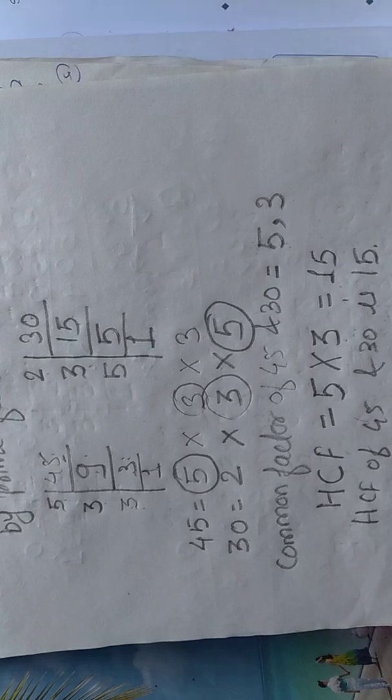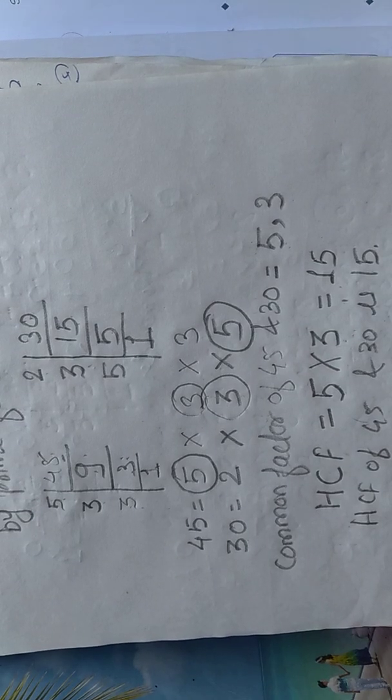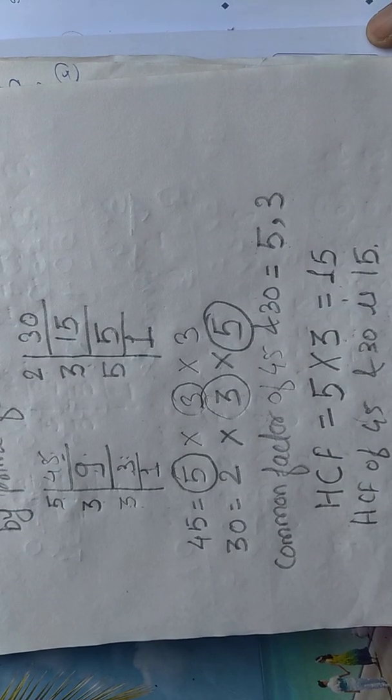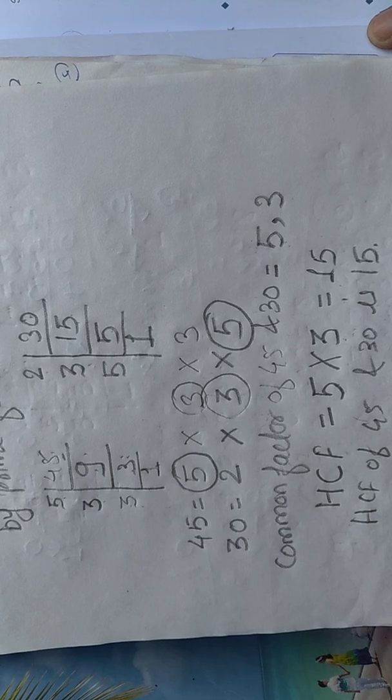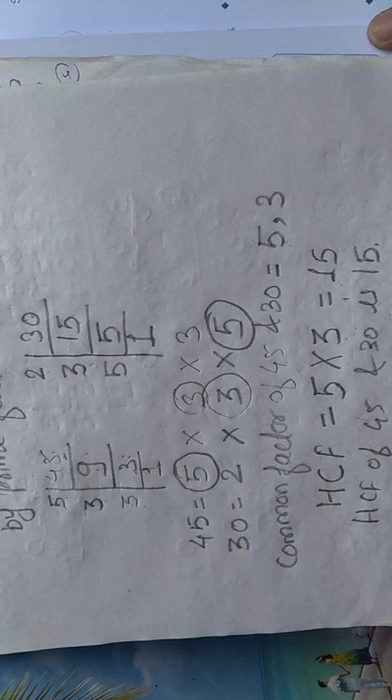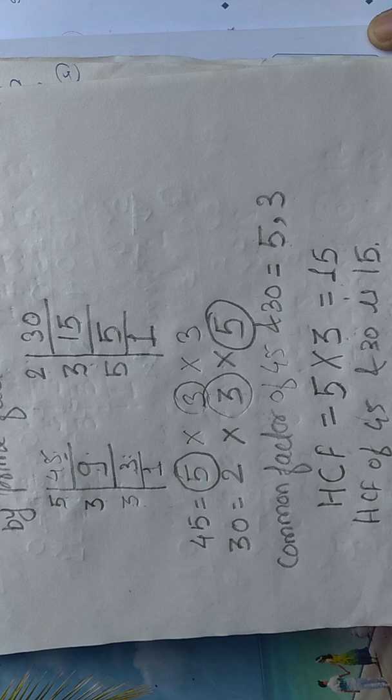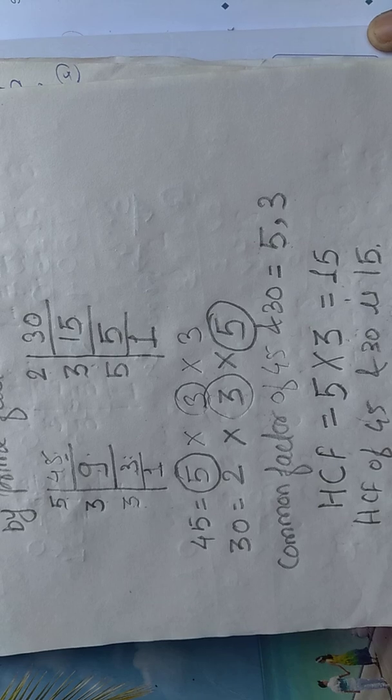So in this way we find the HCF by using the multiplication table, by the inspection method, by the grouping method, and lastly by the prime factorization method. I hope you all understood how to find the HCF. Thank you.